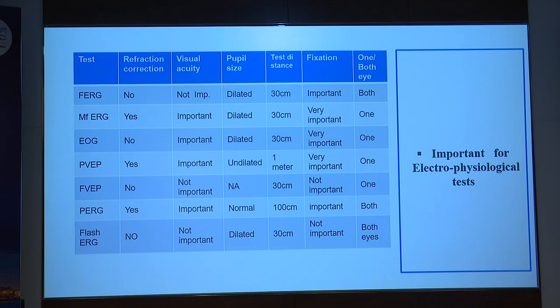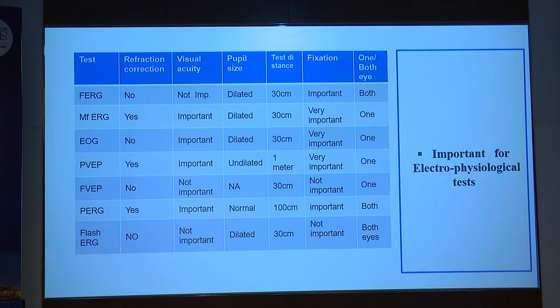This is a very important chart that will be explained by the subsequent speaker. You can focus on the top line, because these are the factors that we need to take into consideration when we are doing these tests. In which test is refractive correction needed? Visual acuity is important in some of the tests and not at all important in others. Whether the pupil should be dilated or undilated, what the test distance should be, and whether fixation is important or not.